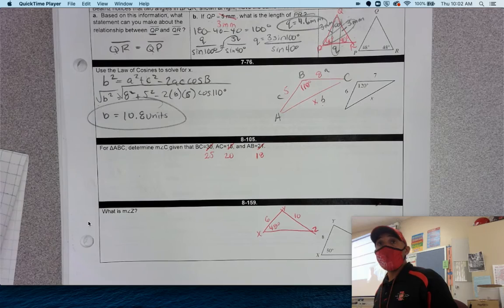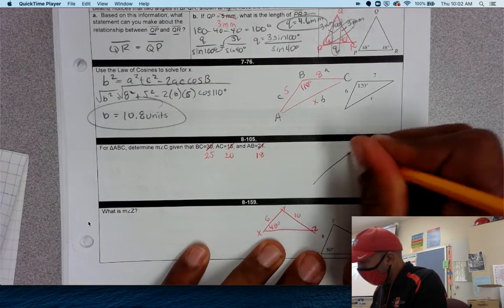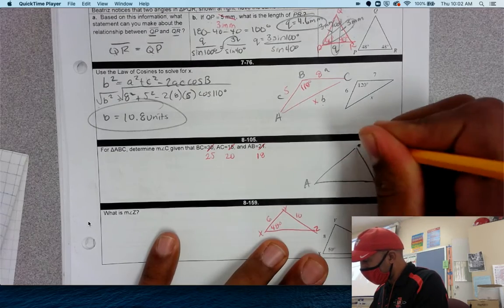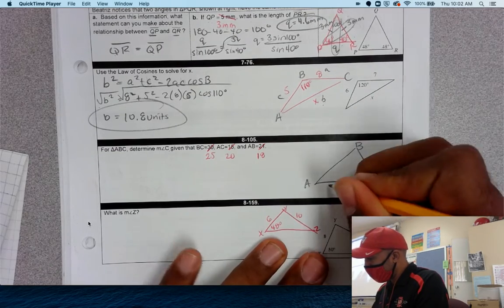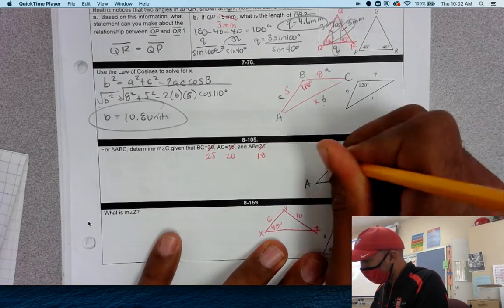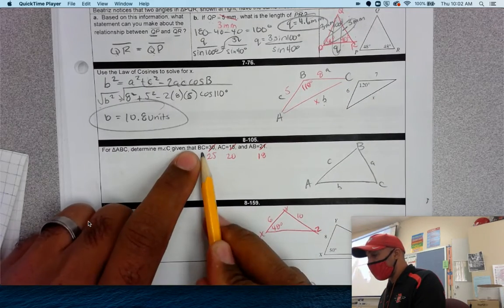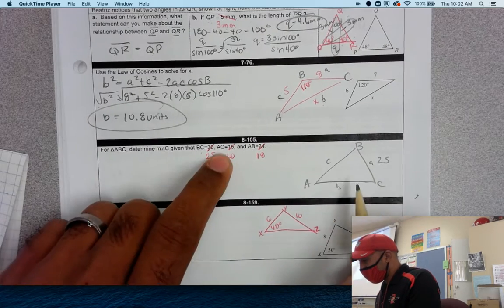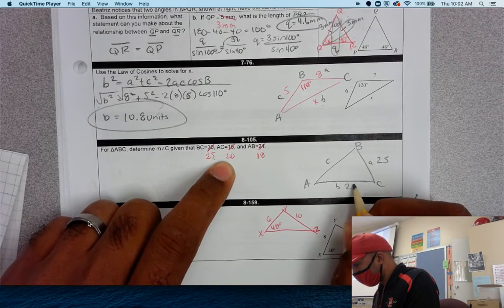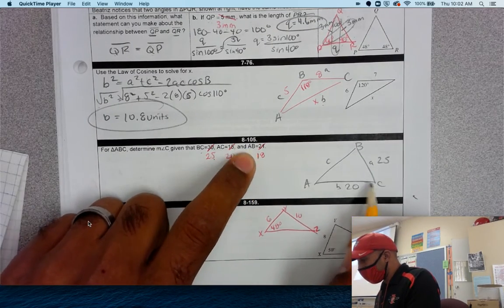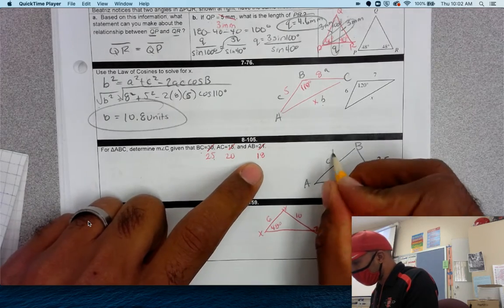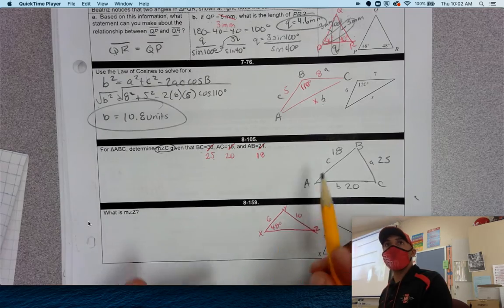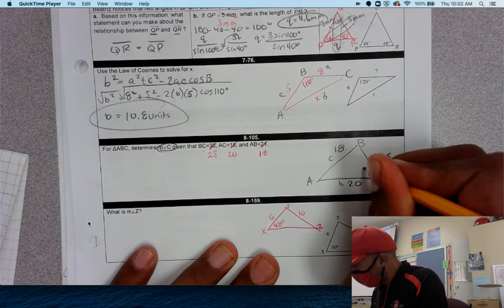So basically, you need to draw out your triangle, okay? They give you the sides, and what we'll do is we'll label it because it's ABC, so A, B, and C. And I'll call this little b, little a, little c. Okay, so BC is 25, so that'd be this side. AC is 20, and then AB, which is basically side C, is 18. Okay, so it wants me to find angle C. All right, so that means this angle right here.